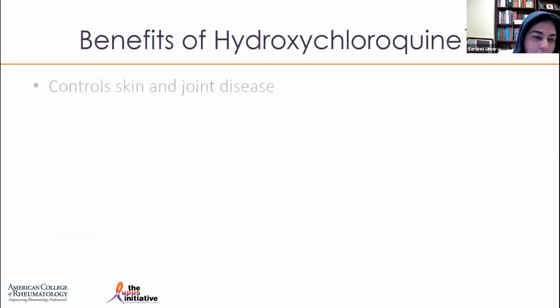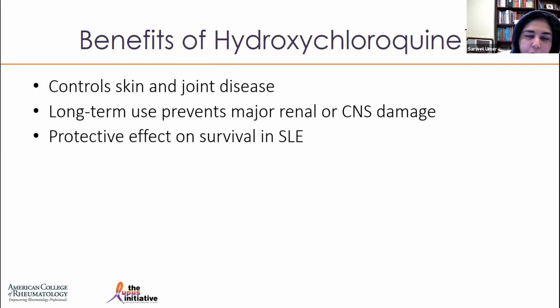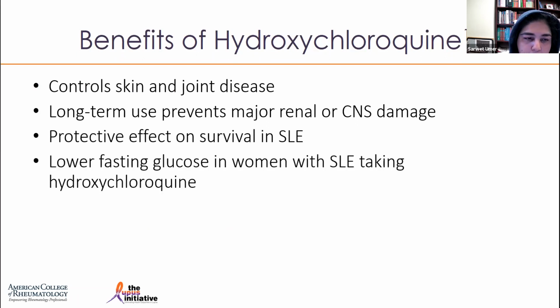This medicine has a long half-life. So what Plaquenil or hydroxychloroquine does is it controls the skin symptoms and joint disease. It's a good mucocutaneous medication. It will prevent the long-term damage with the kidney disease and brain involvement. It has a protective effect on the survival in lupus.